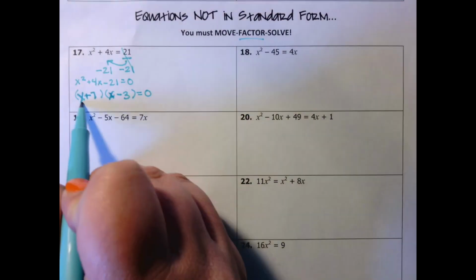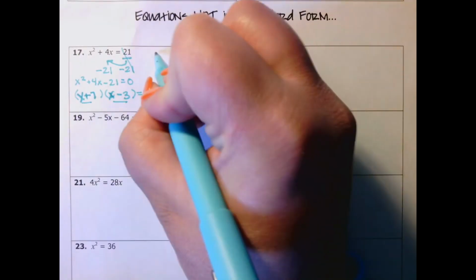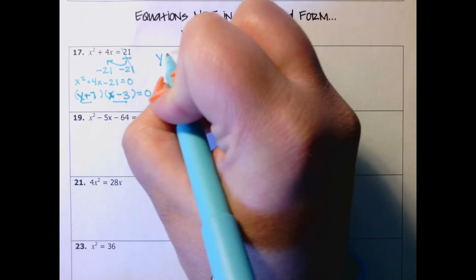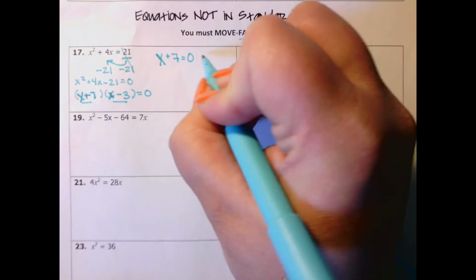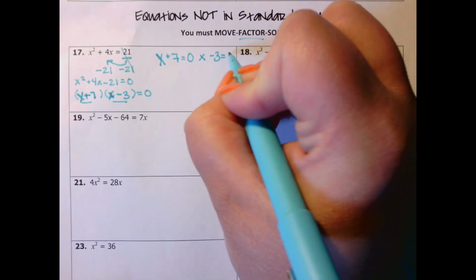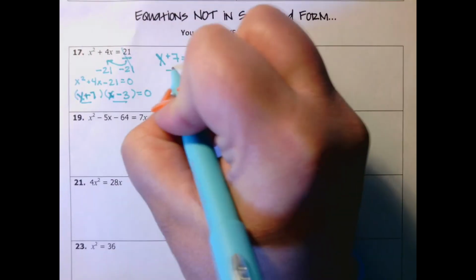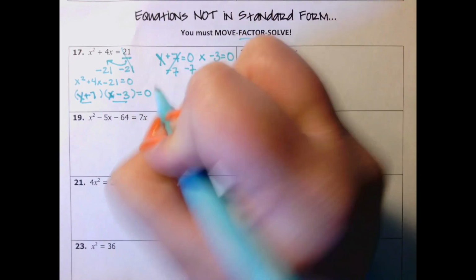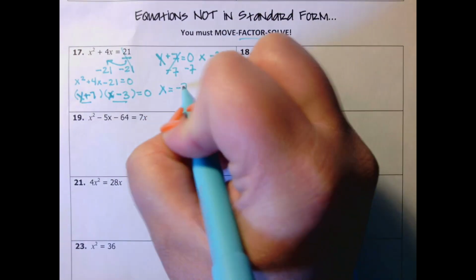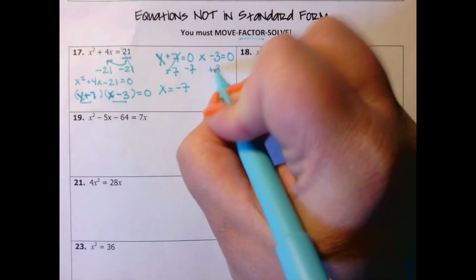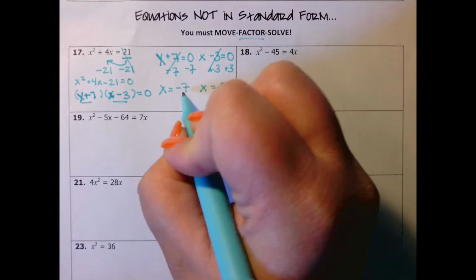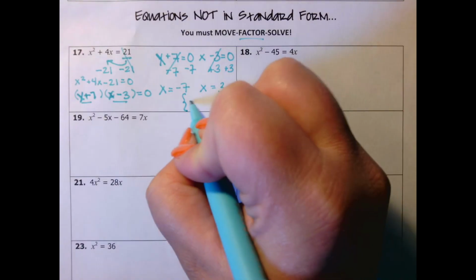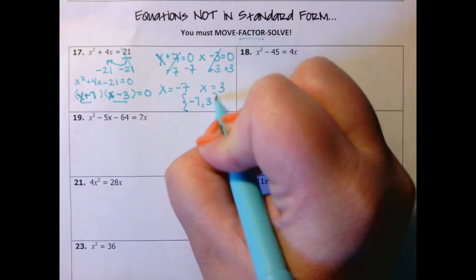I'm going to take and set both of these equal to 0. So I have x plus 7 equals 0, x minus 3 equals 0, so minus 7, those cancel, x equals negative 7, plus 3, those cancel, x equals 3, and I'm going to write those in my braces.